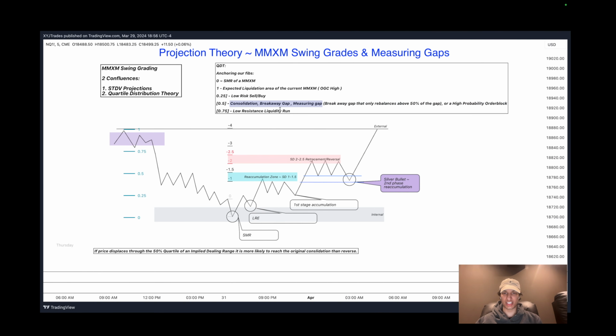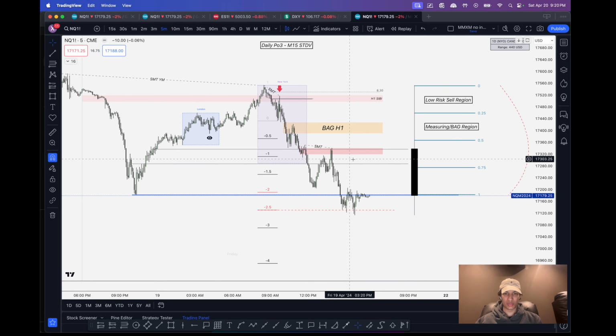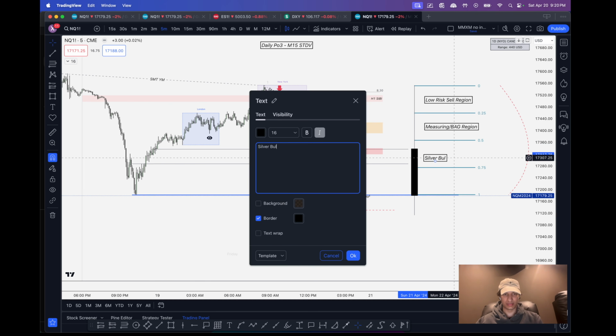I come into the PM session with the expectation that in between this 0.5 to 0.75 and with this 2 to 2.5 deviations from my measuring gap, I will be able to find a second phase reaccumulation, i.e. the silver bullet, and I will be able to trade that as the low resistance liquidity run down to my sell side liquidity target. So in this area here is exactly where I expect to see my silver bullet, otherwise known as second phase distribution.